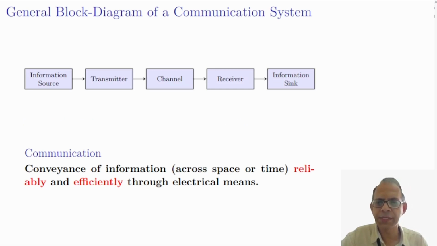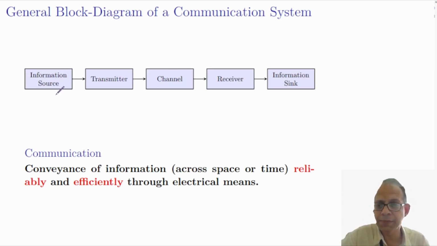In the previous lecture, we looked at the general block diagram of any communication system, be it analog or digital, and we defined the term communication as the conveyance of information, which may be across space or across time, through electrical means reliably and efficiently. Reliability and efficiency are two primary objectives of any communication system.